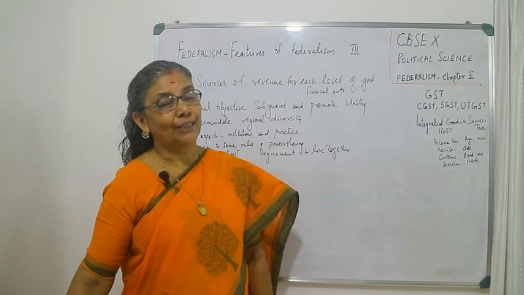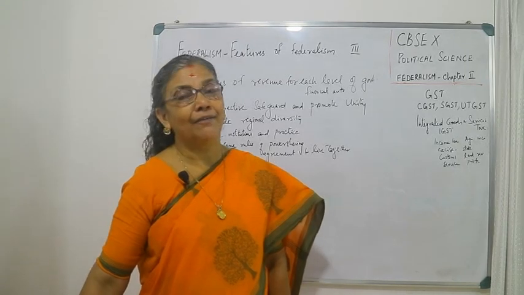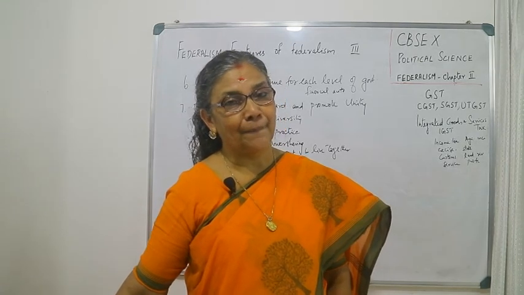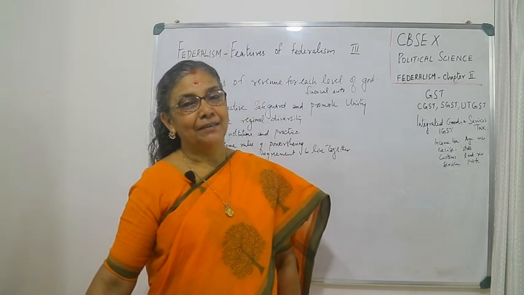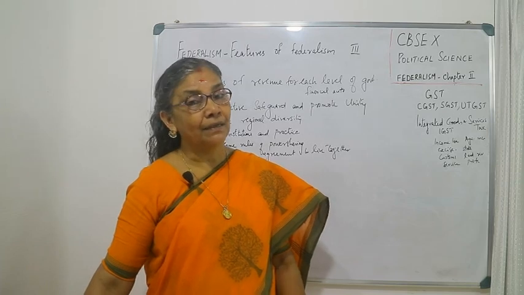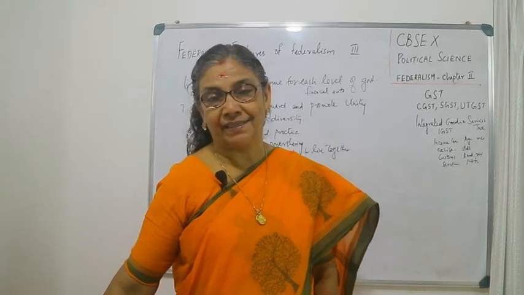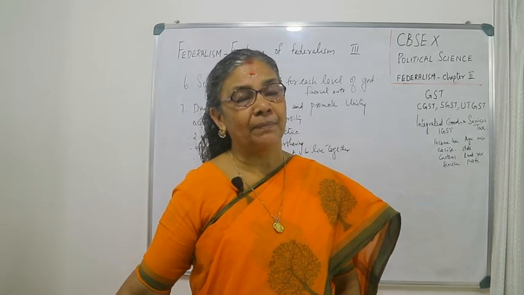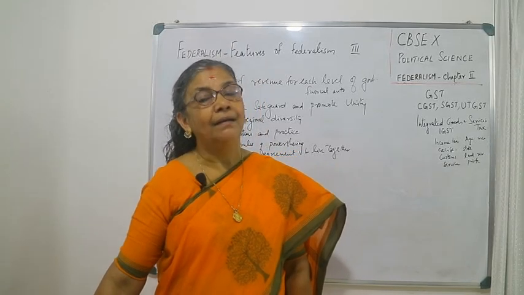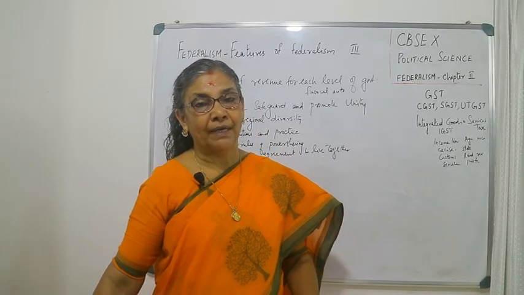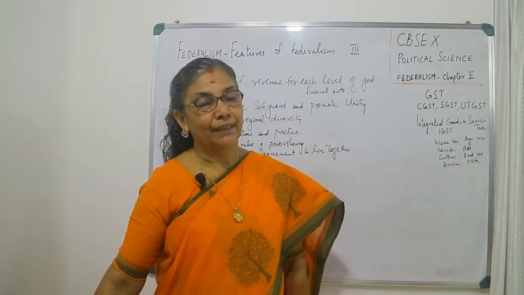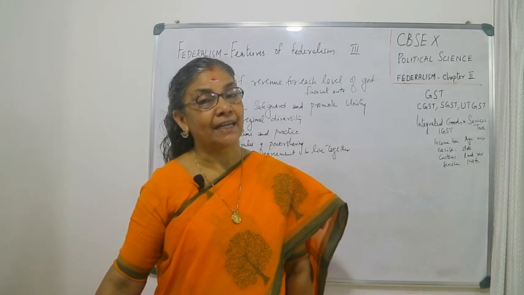So what are the sources of revenue? The main revenue for the government is tax. What is tax, children? It is a compulsory payment made by the citizens of a country to the government without any quid pro quo relationship. Without any quid pro quo relationship means that there is no direct relation between the taxpayer and the government. Suppose we are paying tax, we are not specially enjoying anything because of the tax payment.